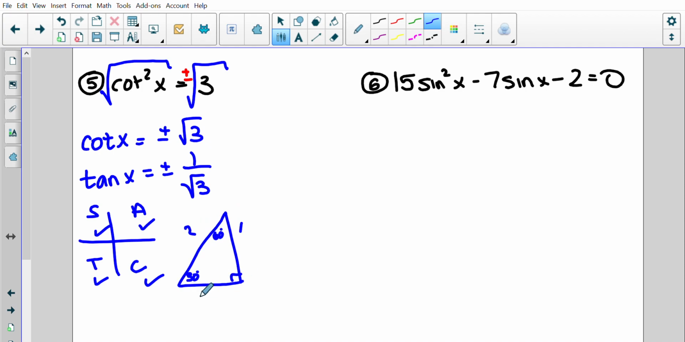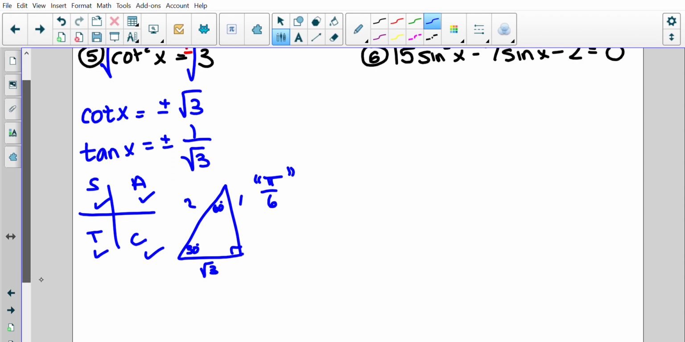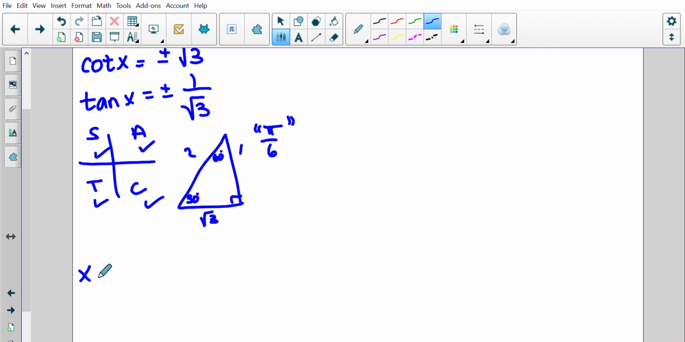And then 1 over root 3, that ratio should remind you of your 30, 60, 90 triangle, so you draw that up. And which angle, when you take tan of it, which is opposite over adjacent, gives you 1 over root 3, that's 30 degrees, or your radian measure of pi over 6. But we need that in all 4 quadrants. So looks like I'm going to get pi over 6, 5 pi over 6 for quad 2, 7 pi over 6 for quad 3, and 11 pi over 6 for quad 4.